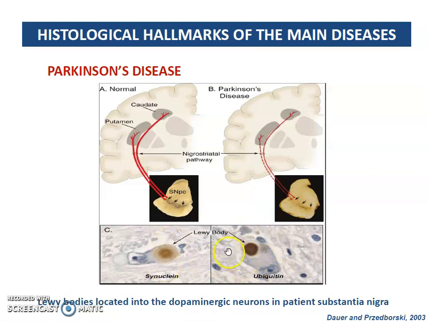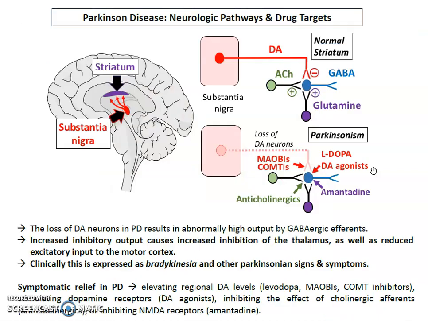This image represents the Lewy body, alpha-synuclein and ubiquitin, which are characteristic. We can find these proteins in the brain of the Parkinson patient. So Lewy bodies are located in the dopaminergic neurons in the patient's substantia nigra. We will find this Lewy body in the substantia nigra pars compacta of patients, and we will see all this information in the child video when we talk about the different characteristics of Parkinson disease.